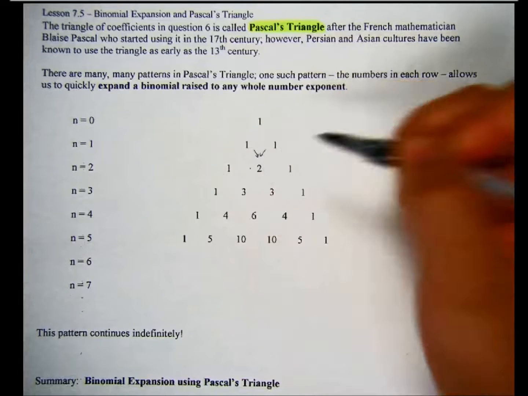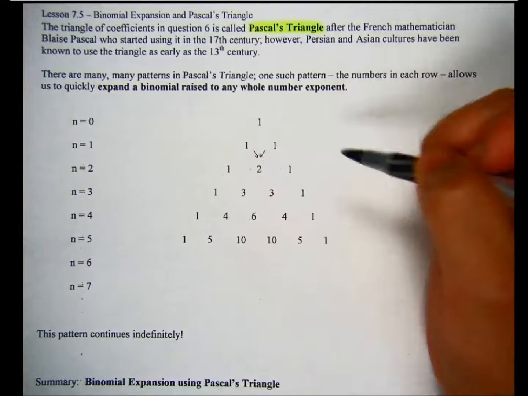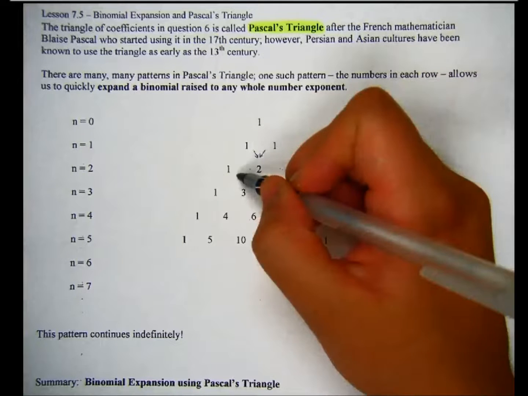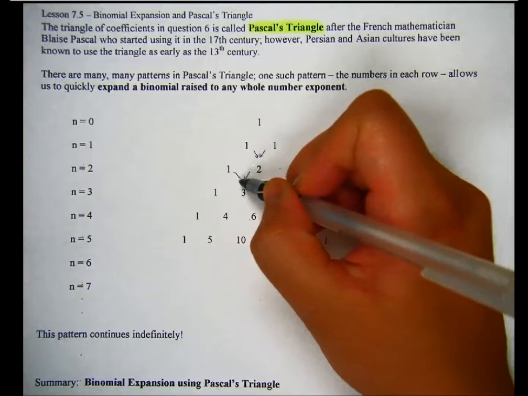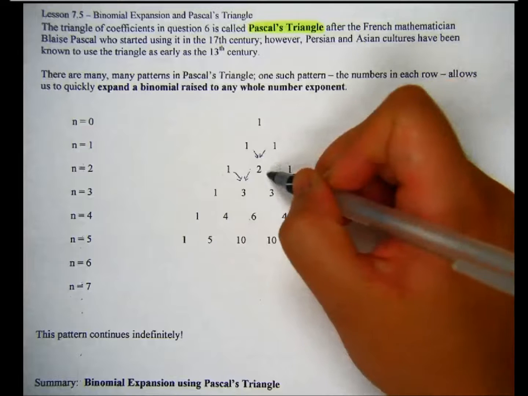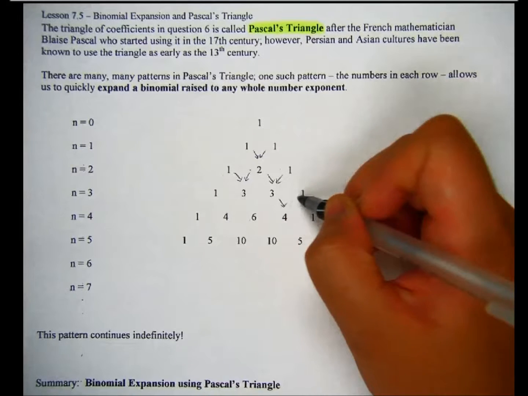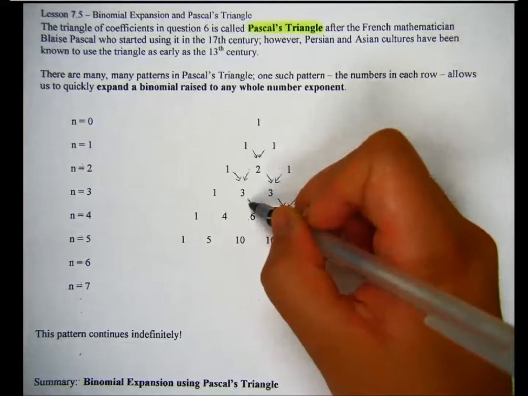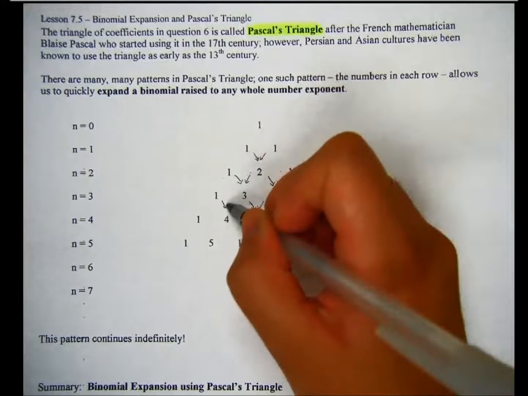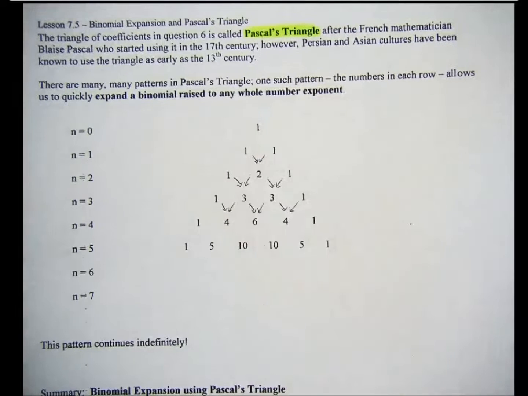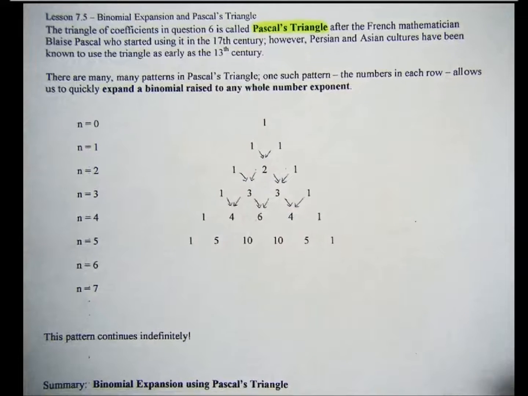if you look at the row above, 1 plus 1 gives us that 2. 1 plus 2 gives us this 3 here. 2 plus 1 gives us this 3 here, and then 3 plus 1 gives us 4, 3 plus 3 gives us 6, 1 plus 3 gives us 4, etc. So we always add the two numbers in the row above to get the number in the row below, if that makes any sense.